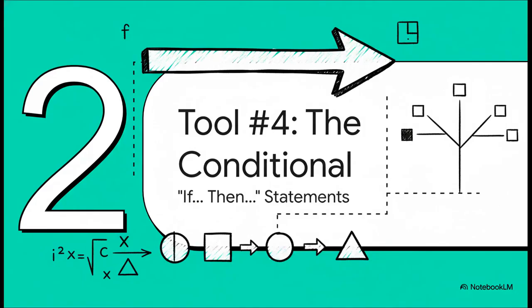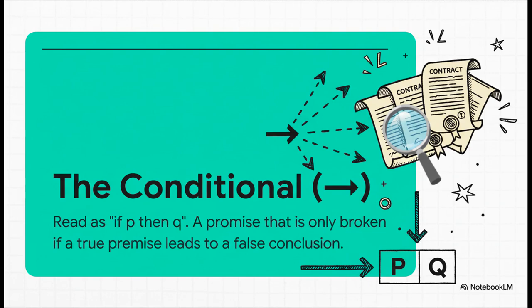All right, next up is a tool that is a really big deal. It forms the backbone of countless mathematical theorems and logical arguments. We're talking about the conditional, better known as the if-then statement. The symbol for the conditional is this arrow, and we read it as "if P then Q." Now, the best way to think about this is like a contract or a promise. It's basically saying if the first part is true, then the second part is obligated to be true.